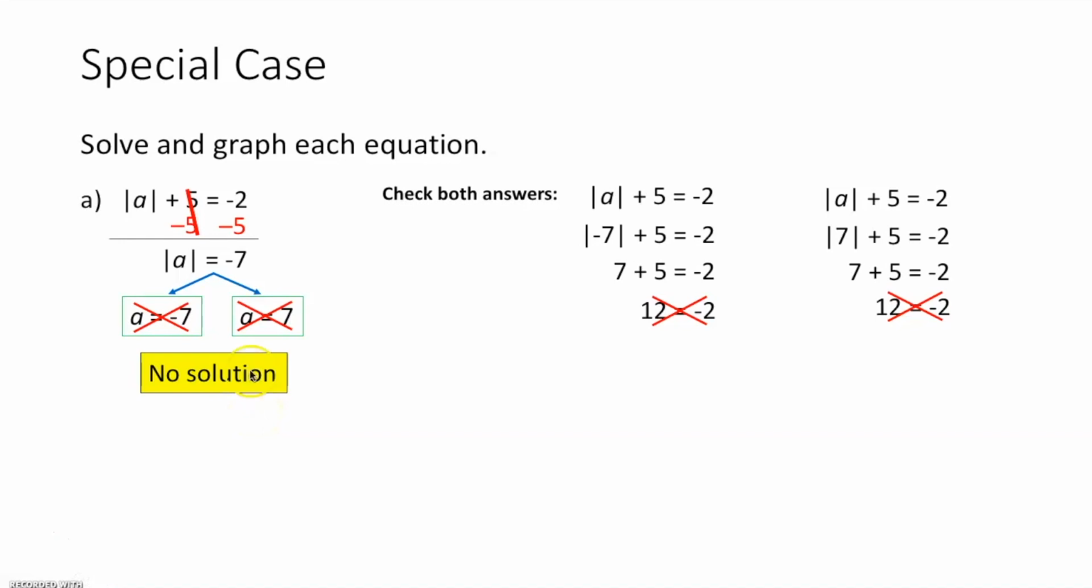You could have seen this coming though. If you look here, we have absolute value of a is equal to negative 7. Whatever's inside the absolute value is going to be turned positive. Therefore, there's no number in here that would make this equal to positive 7. So we could say right off the bat, once you see absolute value by itself is equal to a negative number, that there's no solution.